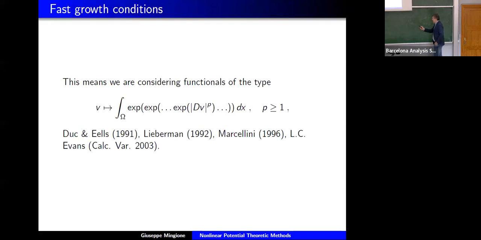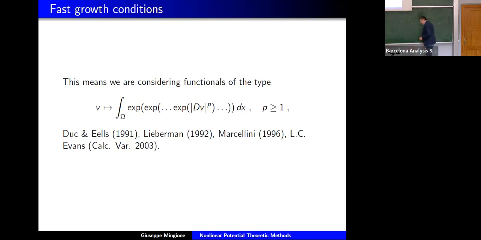And then you can go very far apart. It was considered by Duke and Elst in harmonic maps, Lieberman, Marcellini, Craig Evans in the setting of KAM theory to approximate the infinity Laplacian. So theoretically speaking, it should be easier to prove that the minimizers are Lipschitz because you're penalizing a larger energy. Technically, it's not, because this doesn't satisfy the delta-two condition. So as soon as you add a perturbation inside the exponential, you lose integrability, because you know that if exp of f is integrable, exp of 2f is not necessarily.